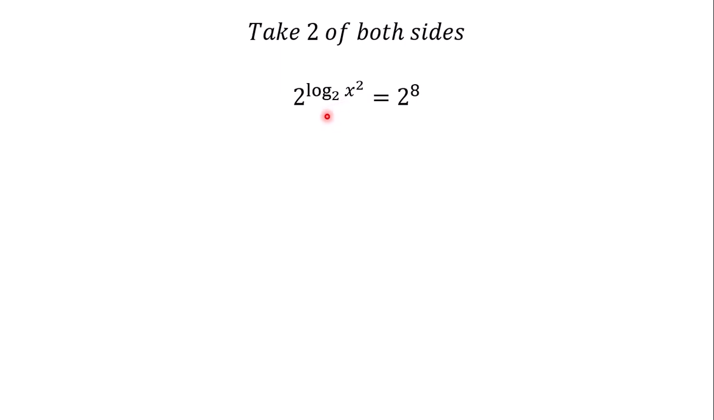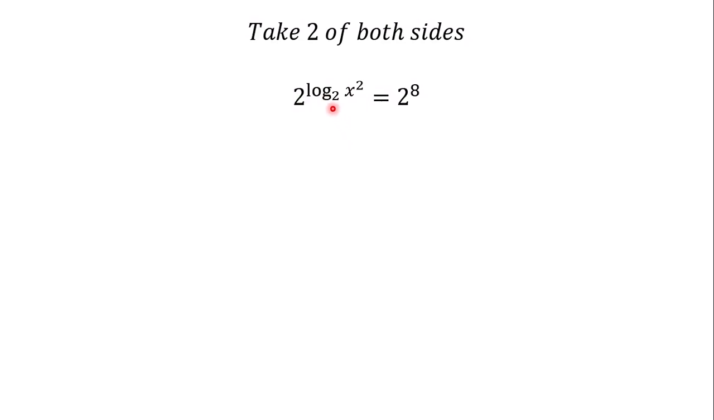So here, one of the properties or laws of logarithm also says that a raised to the power log b to the base of a is equal to b. Meaning that when the base of the log and the number being raised to are the same, it cancels out, and it will be left with x squared.